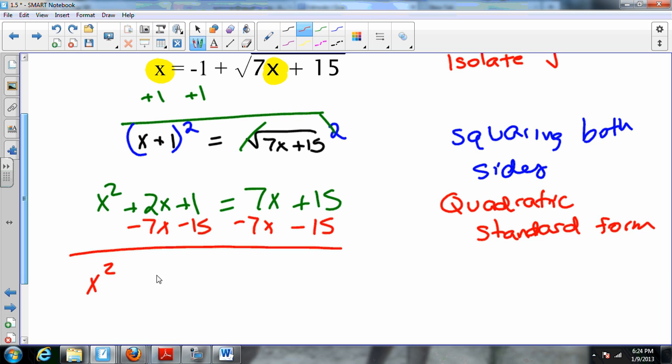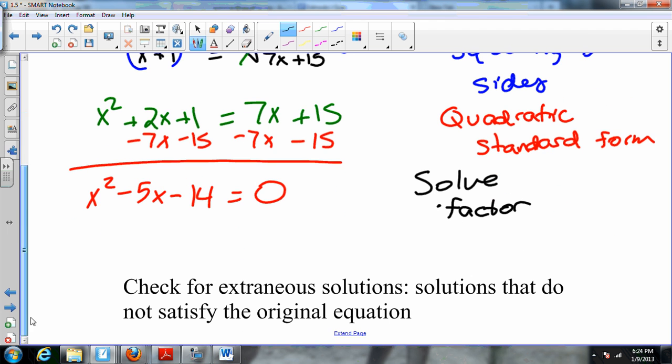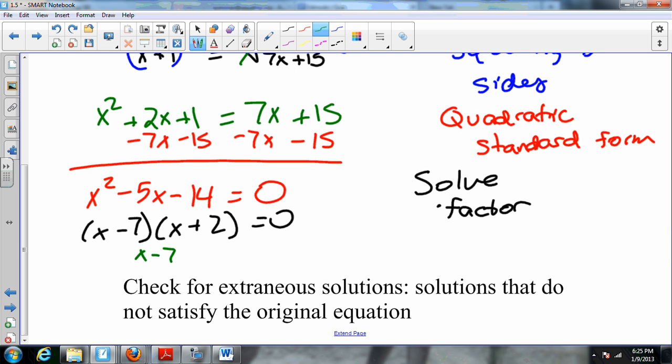So we get x squared minus 5x minus 14 equals 0. We now need to solve, and this one we can solve by factoring. So it goes to x minus 7 and x plus 2 equals 0. Set both equal to 0. And we get x equals 7 or negative 2.